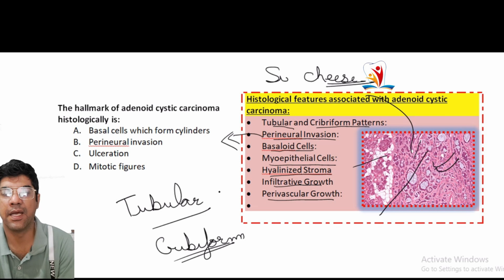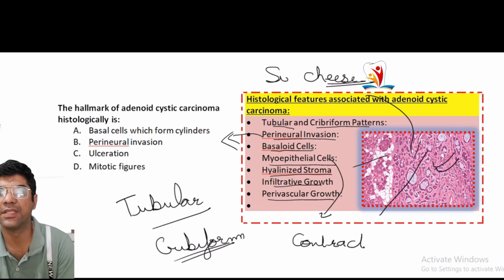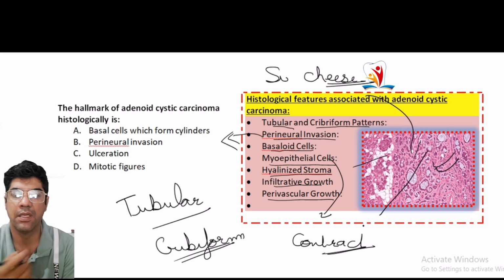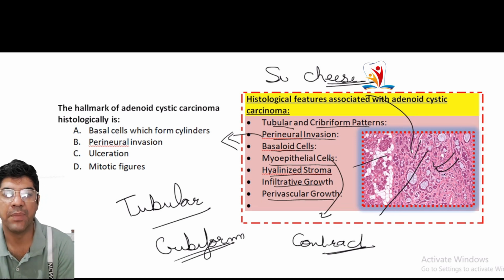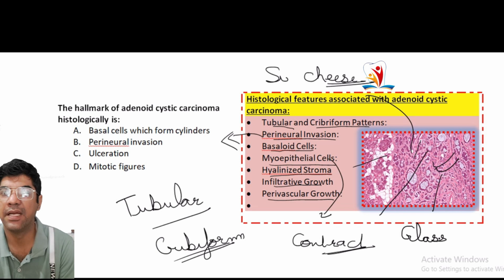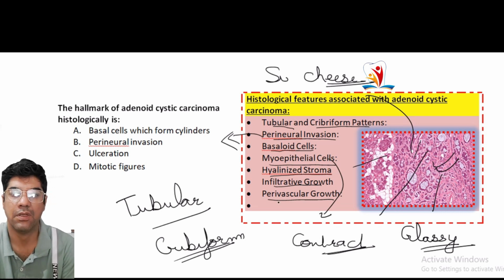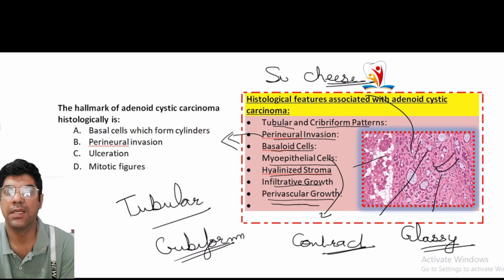Apart from that, there are myoepithelial cells. These cells have the ability to contract, and they are involved in the formation of ductal structure within the tumor. There is hyalinized stroma that becomes dense and appears glassy. Other is the perivascular growth, where the tumor cells wrap around the blood vessels.